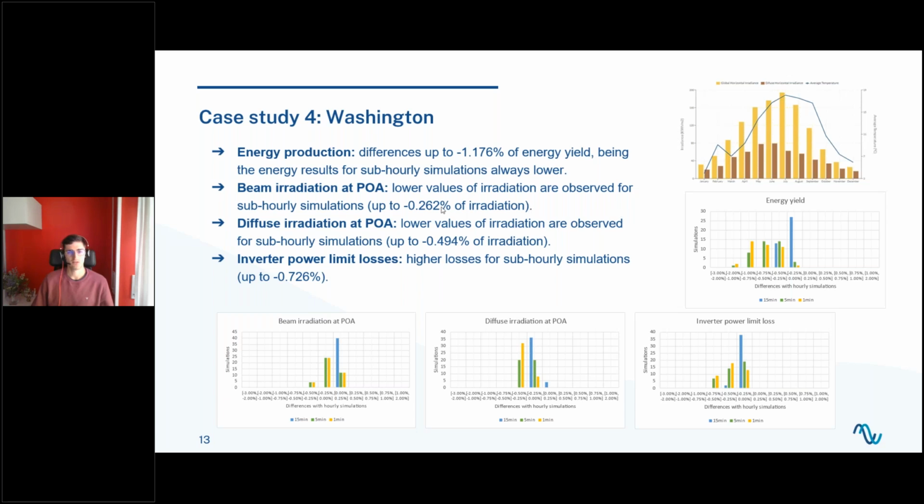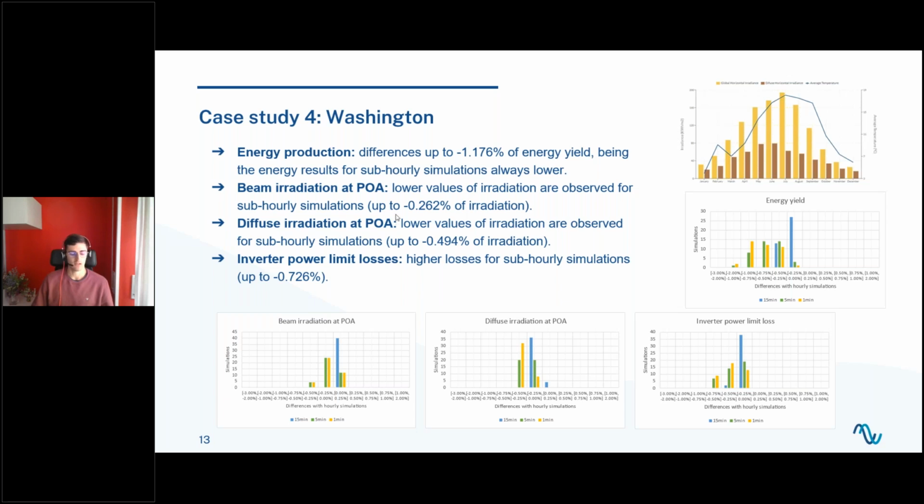Continuing with Washington, now we observe that still the differences in terms of energy production are similar. We have less energy produced for sub-hourly simulations, accounting up to minus 1.1%.